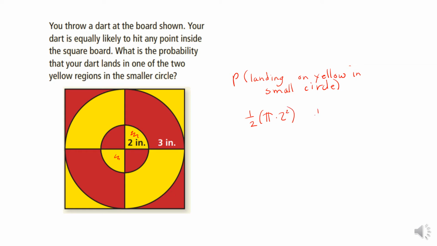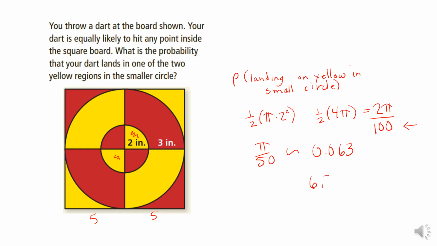Okay, so that'd be 1/2 of 4 pi, so it'd be 2 pi. That's just the probability of the top, and then out of the whole would be 100. So that we would simplify that to pi over 50, which is approximately 0.063. Oh, and I got the denominator by going 2 plus 3 is 5, plus 5 is 10. So 10 squared is 100. Sorry, I forgot to say that. And so that is a 6.3% chance of getting it in one of those two yellow sections.